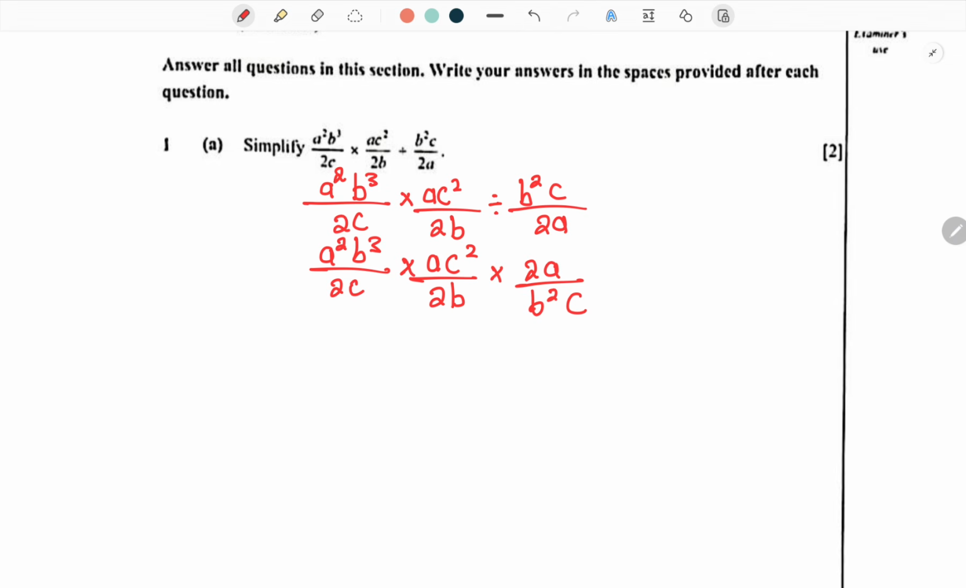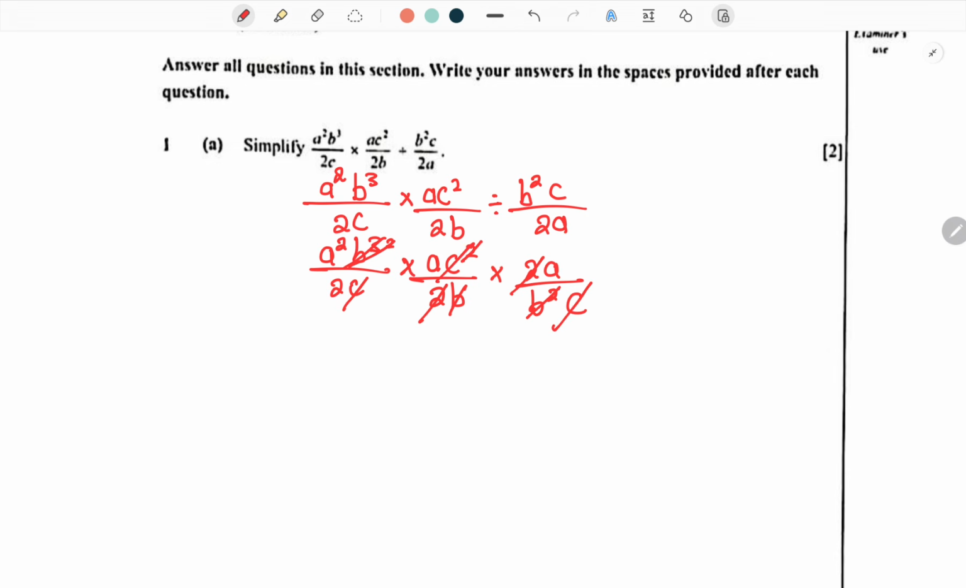Now from here, everything becomes easy to cancel. So what we are going to do is cancel. This c is going to cancel with this particular c. Then we're going to have just a c on top. Then this b is going to cancel with this b there. Then we're going to have a 2. This and this will cancel. Then this 2 and this 2 are going to cancel as well. Then notice that this c and this c are going to cancel.